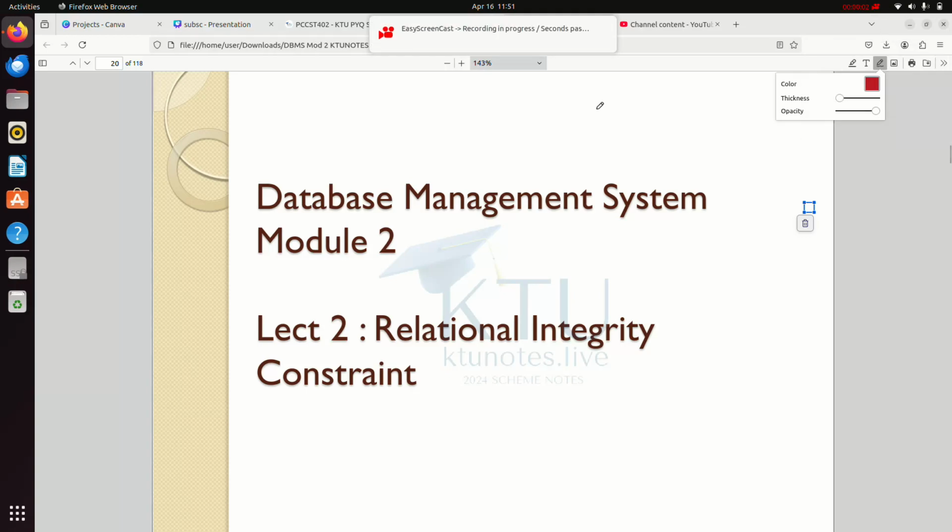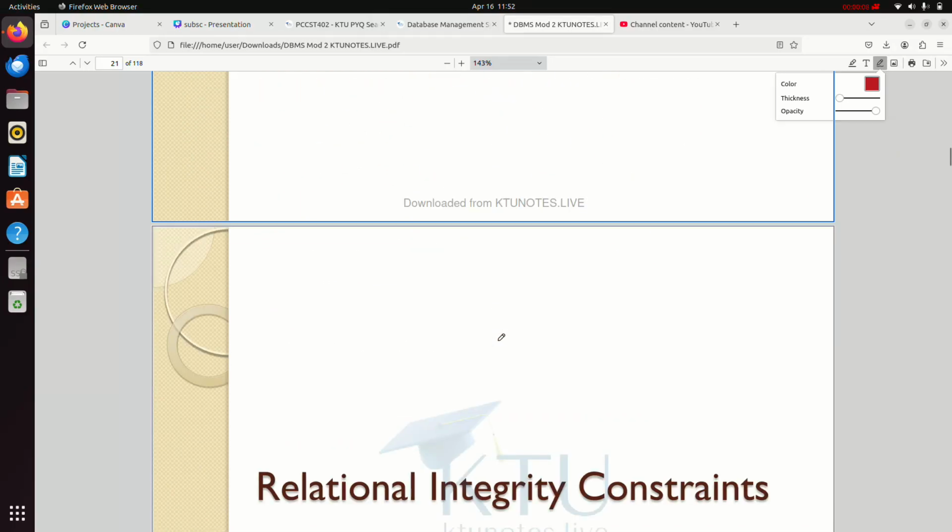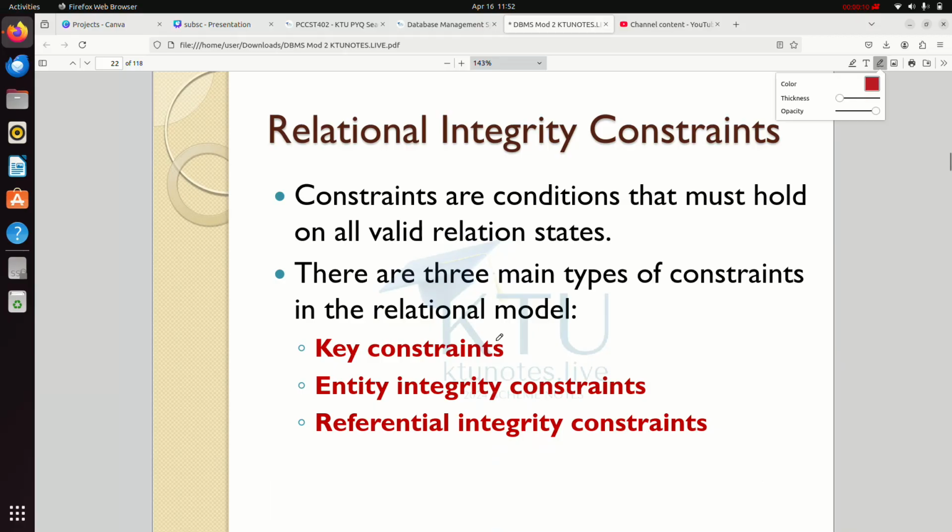In part 2 of DBMS, we will now be discussing relational integrity constraints. We are starting our discussion with relational integrity constraints. What are relational integrity constraints?